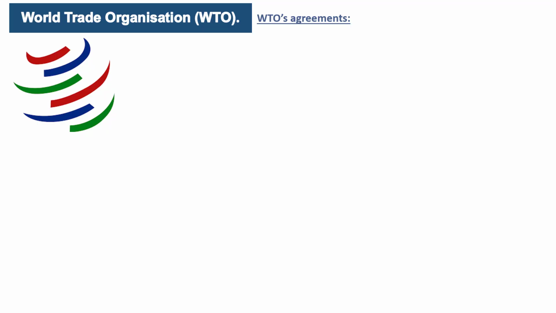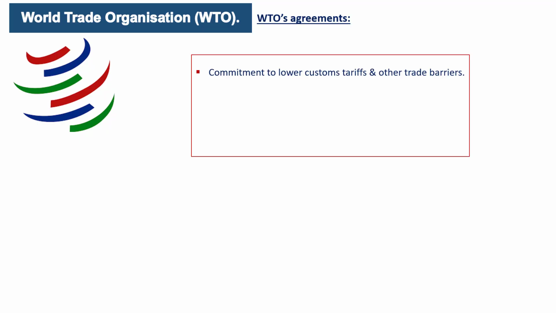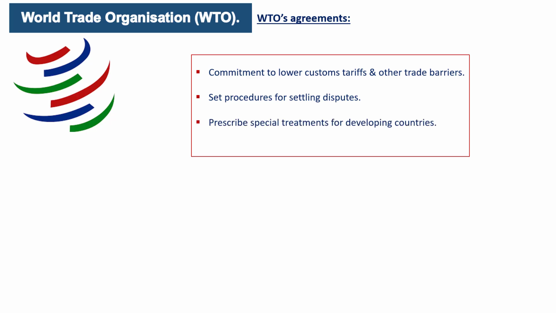Agreements in the World Trade Organization include individual countries committing to lower customs tariffs and the eradication of other trade barriers, again, to ensure the free or smooth flow of trade. It's also supposed to set procedures for settling disputes through the dispute settlement body. Now, they also prescribe special treatment for developing nations.